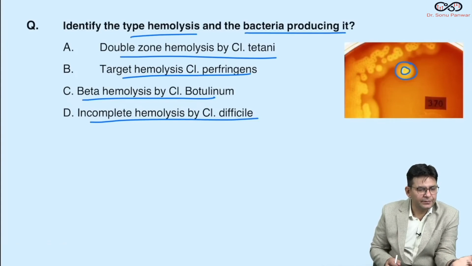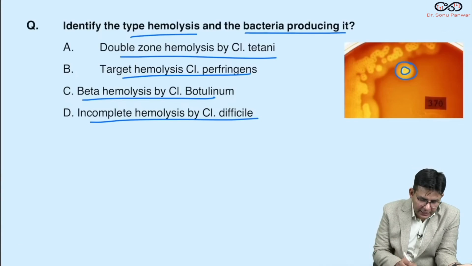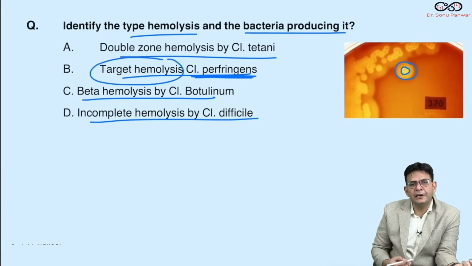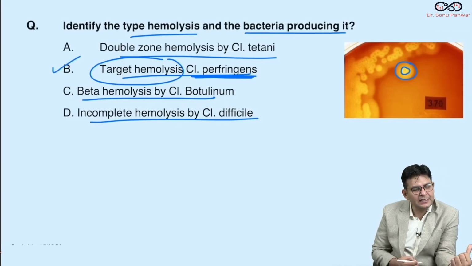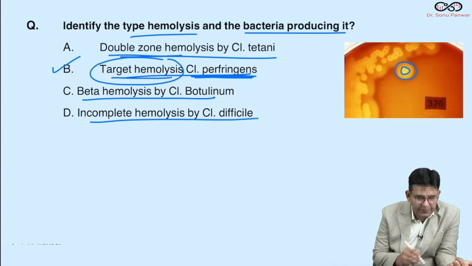Preeti has told A and the answer is wrong. Clostridium tetani does not show double zone hemolysis. Which particular organism does show it? The answer is B, guys. Target hemolysis it is, and shown by which fellow? Clostridium perfringens, which is also termed as Welchii. Okay. So the answer to this question is B rather than A. Like this, the examiner will play tricks, because double zone is also termed as what?